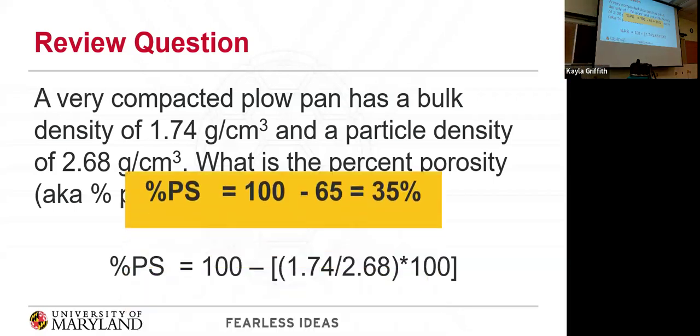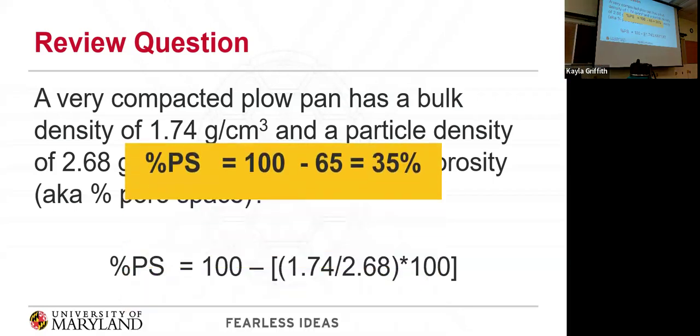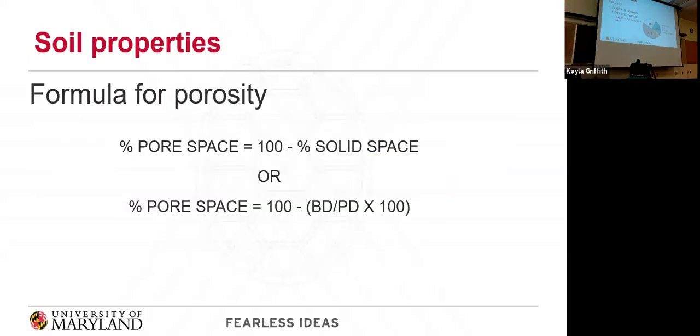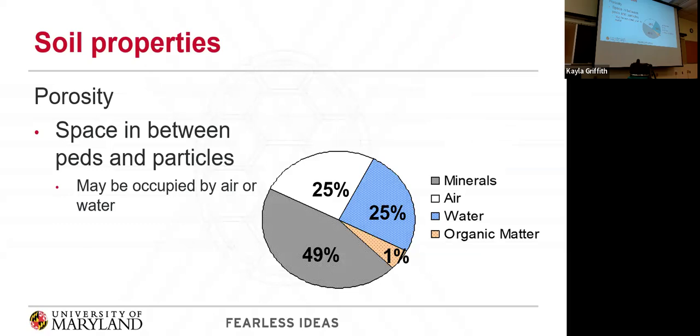That's it. 35% pore space. So if we went back to this, is 35% pore space good or bad? You would like more, right? Because 35 is less than 50%. So that's probably a pretty compacted soil type.